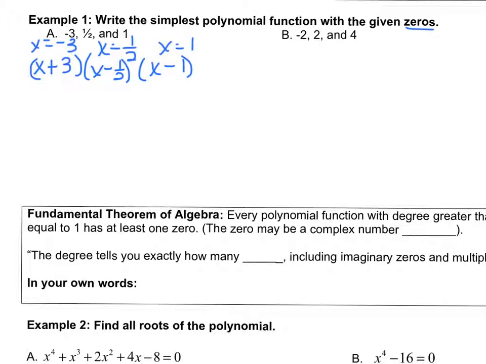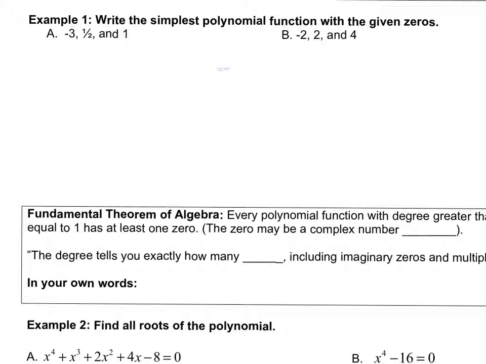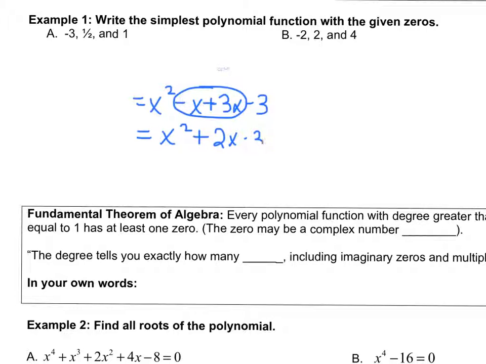We just need to take 2 at a time, so we can pick whichever 2 we want first. Let's go ahead and pick the ones without the fractions first. So we'll go ahead and FOIL x plus 3 times x minus 1. When we do that, we get x squared minus x plus 3x minus 3. When we combine like terms, we get x squared plus 2x minus 3.